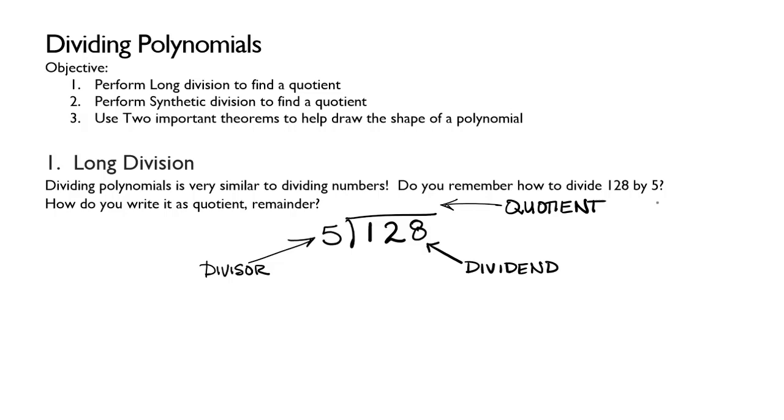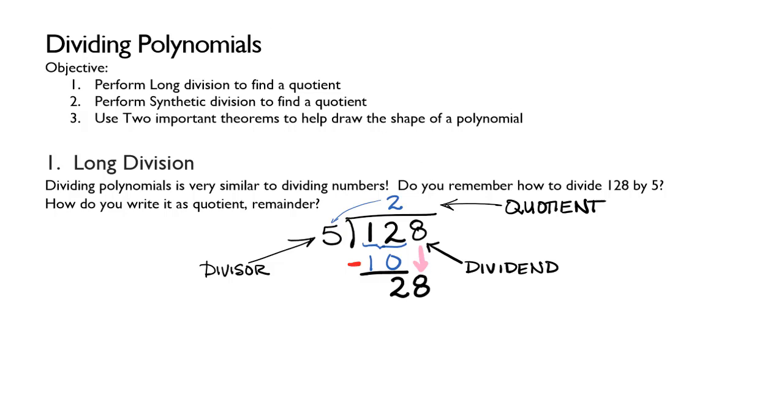We need to figure out how many times 5 will go into 128. If I look at 1, 5 will not go into 1, but 5 will go into 12 twice. So we say 2 times 5, multiply the 2 to the 5, and that's 10. Then I subtract what I just got from what I started with. 12 minus 10 is 2. We find the difference. Then we drop 8 down. Now we have 28. And we do the whole process over again.